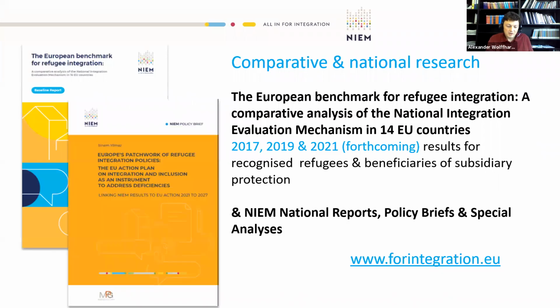A number of publications are coming out of Niem. There are 3 EU-wide comparative reports, the last one forthcoming. These comparative reports refer both to recognized refugees and beneficiaries of subsidiary protection. Then in each evaluation round, there are in-depth national reports published by the partners in these 14 partner states. There are policy briefs like the one we are launching today, and there are special analyses.